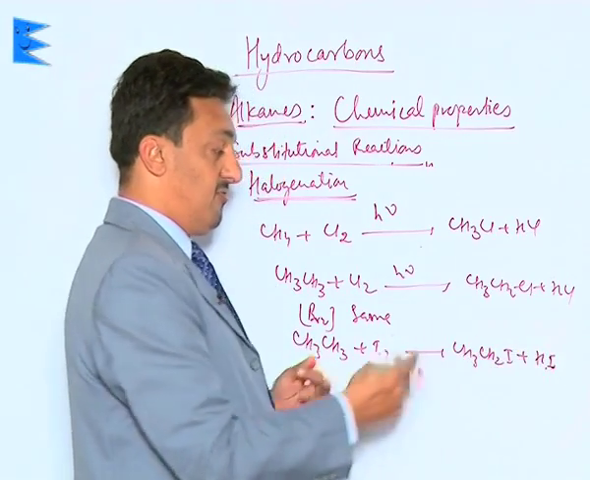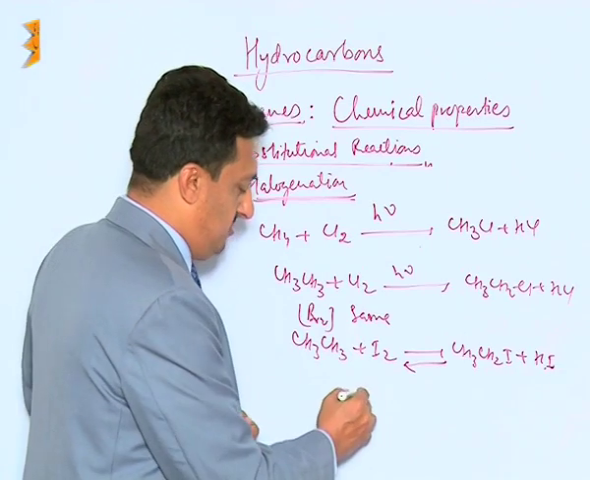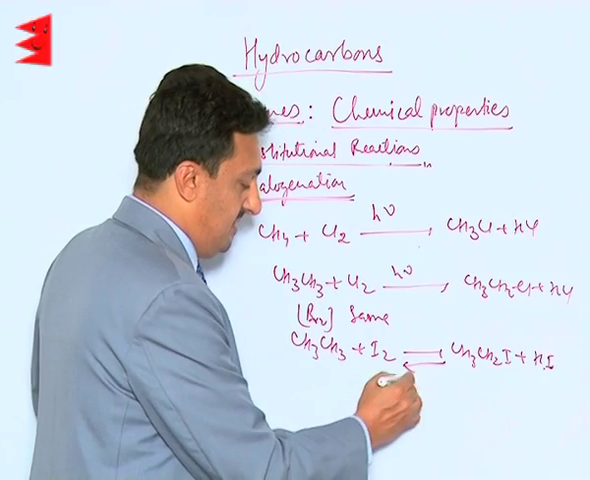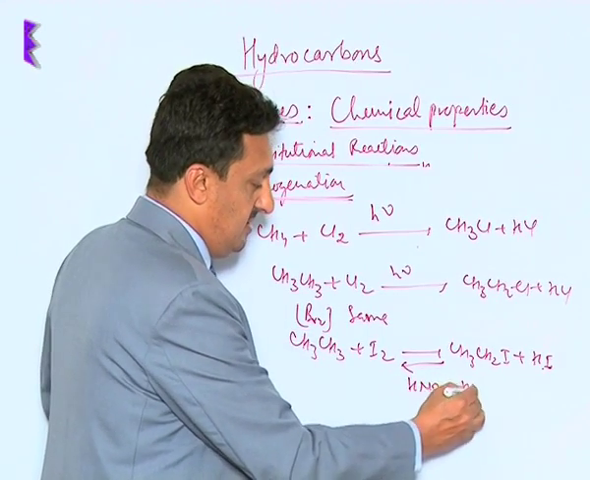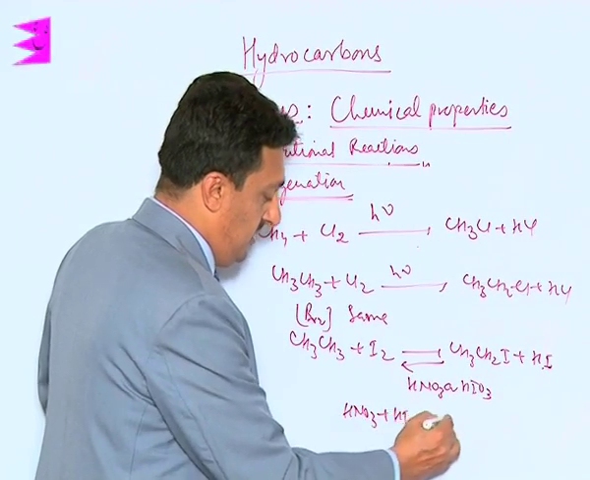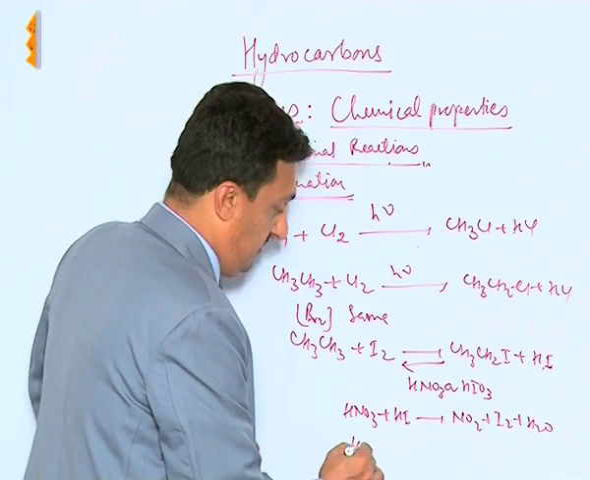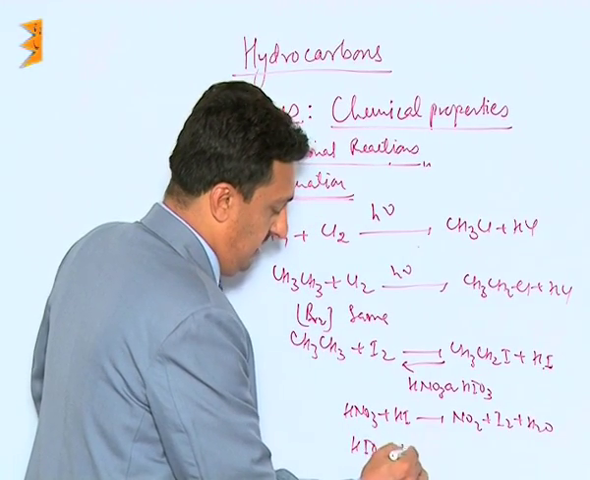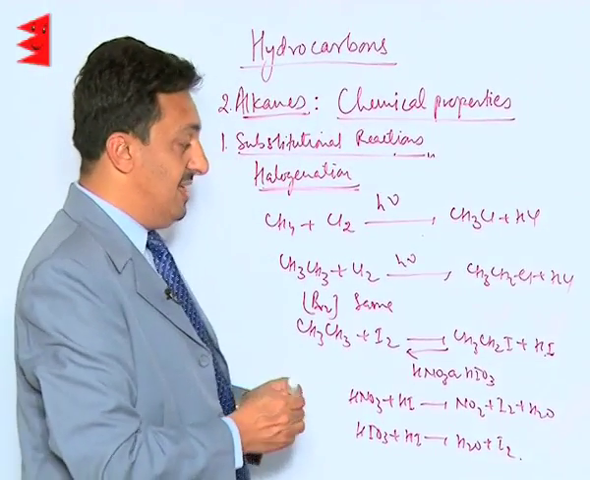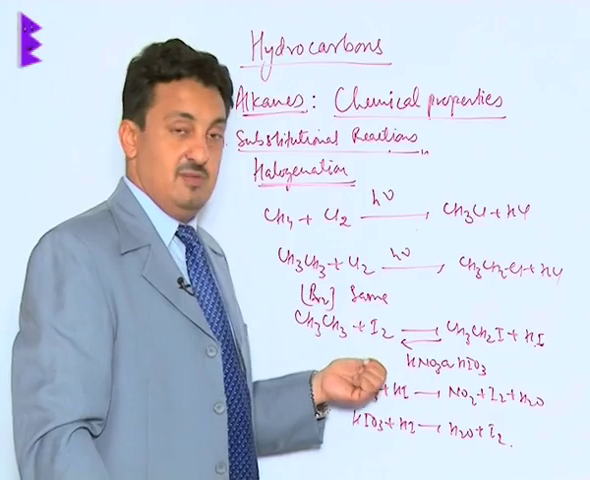But due to HI being the strongest halogen acid, this reaction becomes reversible. We can avoid the reversibility of the reaction by letting it take place in the presence of oxidizing agents, like nitric acid or iodic acid, because nitric acid will react with the HI formed and form NO2 plus I2 plus water. And if we have iodic acid, it will combine with HI and form H2O plus iodine. So from Le Chatelier's principle, if one of the products is removed, the equilibrium shifts towards the forward side, and this is how we can avoid the reversibility of this reaction.